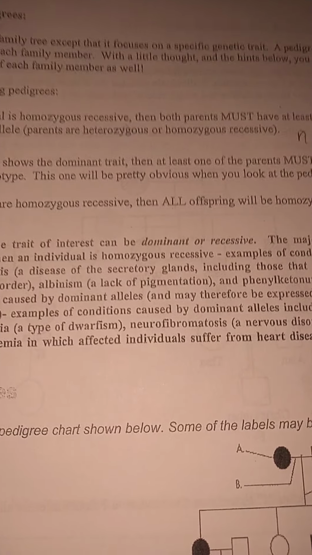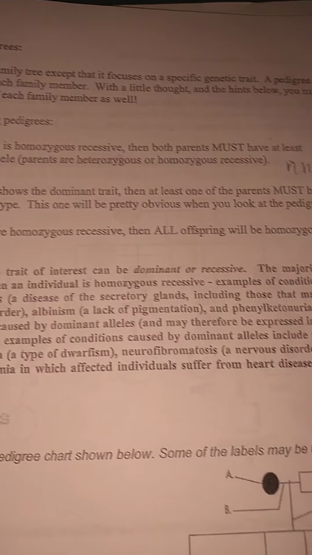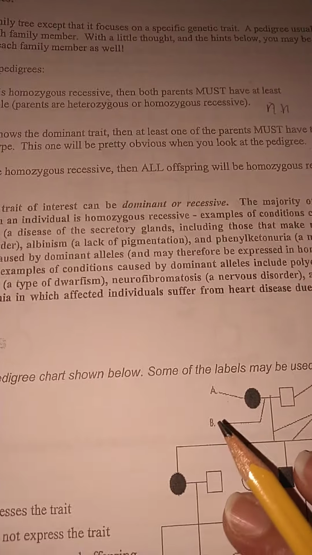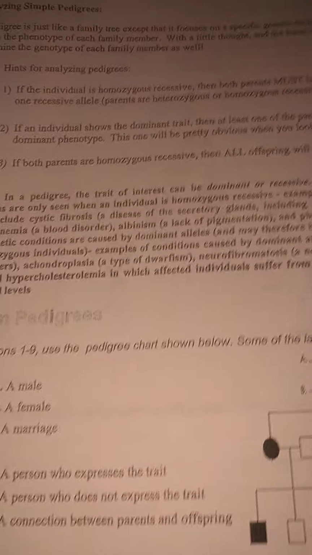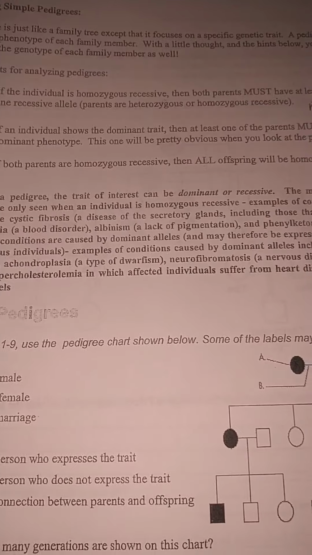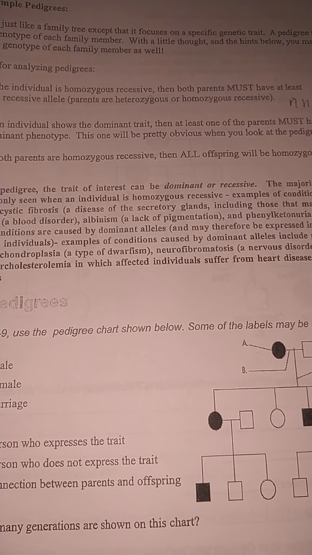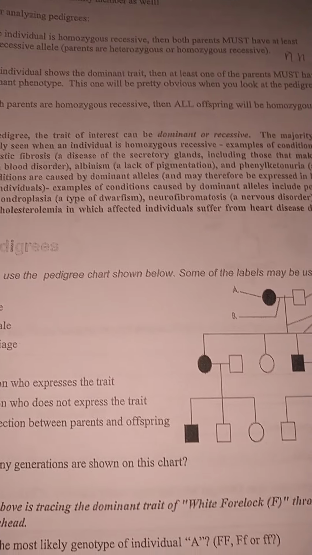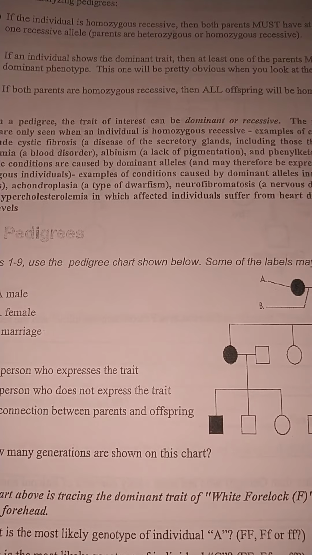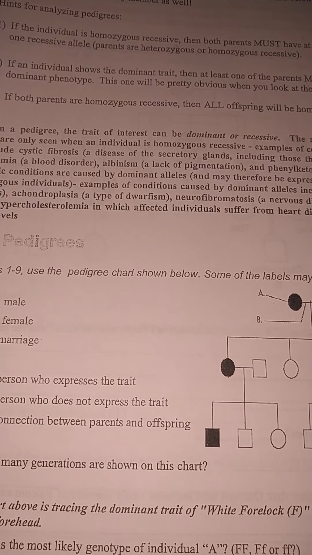If both parents are homozygous recessive, then all of the offspring will be homozygous recessive because they can only give those little letters. Okay. So that note right there says, in a pedigree, the trait of interest can be dominant or recessive. The majority of harmful genetic conditions are only seen when an individual is homozygous recessive. Most of the time, if it's dangerous, it's only going to show up in the homozygous recessive trait. There are a few exceptions.